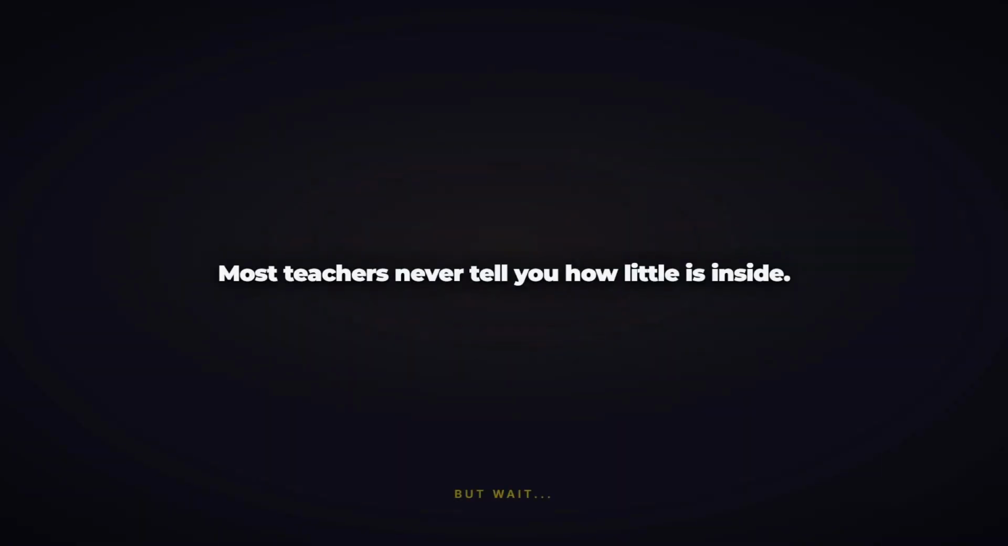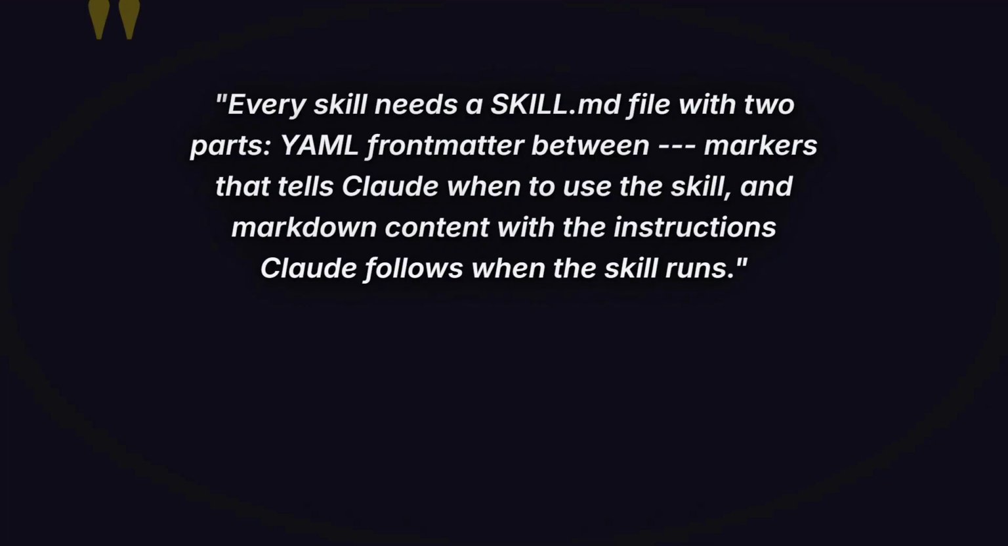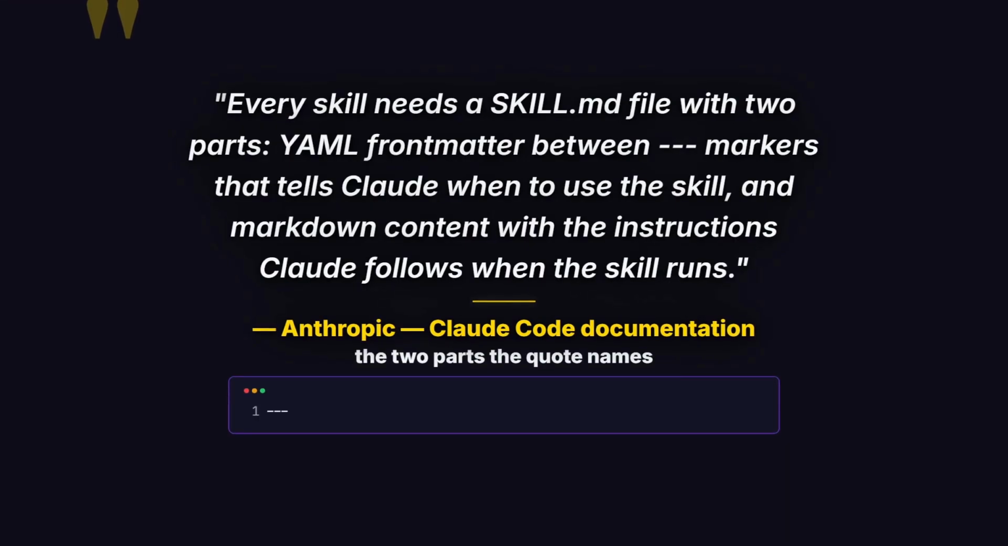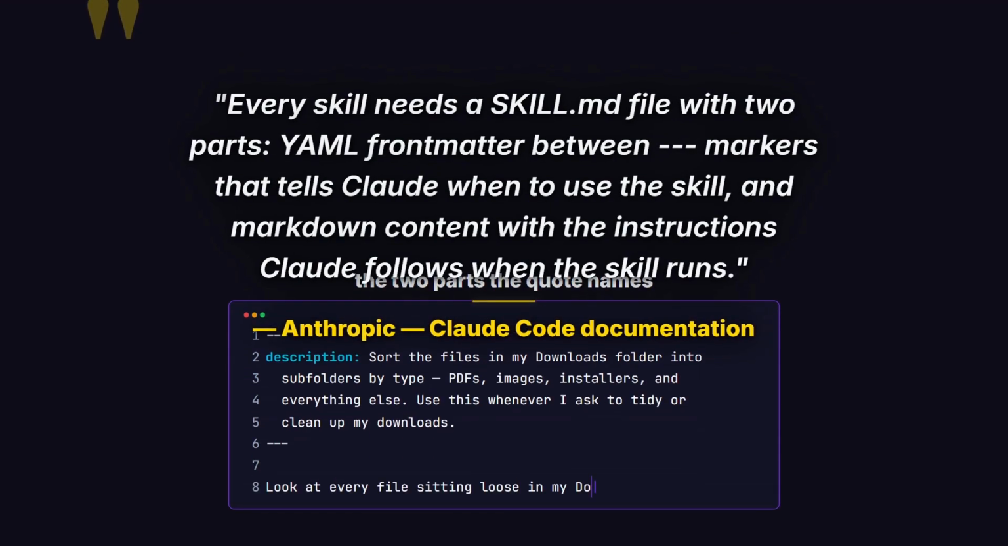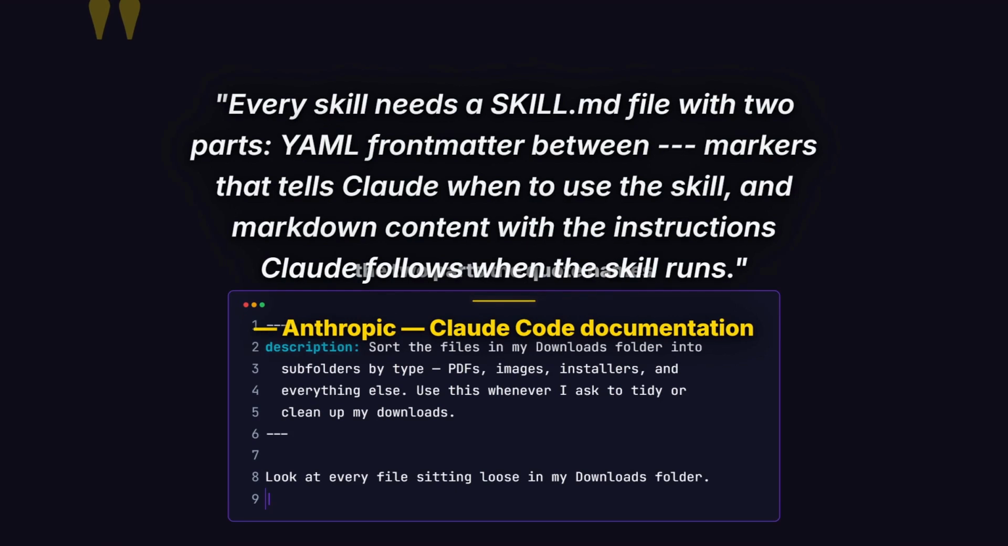Here is the part most teachers skip. They never tell you how little is actually inside the file. Anthropic spells it out word for word on their official docs page. Watch what they actually say. Every skill needs a skill.md file with two parts. YAML front matter between --- markers that tells Claude when to use the skill, and markdown content with the instructions Claude follows when the skill runs.